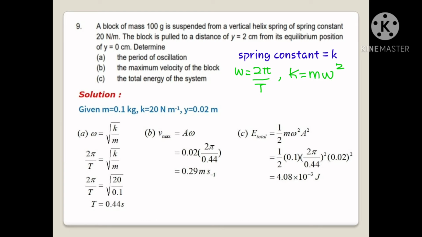For question number 9, there is some info given in the question. For 9a, to calculate the period of oscillation, we will use equation of omega is equal to 2 pi over T and k is equal to m omega square. For question number 9b, maximum velocity can be calculated using equation A omega, and for 9c, we can use equation for total energy of the system, which is equal to half m omega square A square.